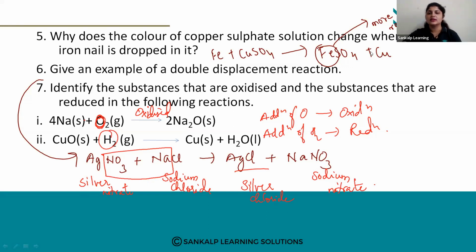Okay, so one is getting oxidized, another is getting reduced. What is the example? When you are adding oxygen, it will undergo oxidation. When you are adding hydrogen, it will undergo reduction. So these are the examples of oxidation and reduction. Understood, Shreya? So we'll continue further.